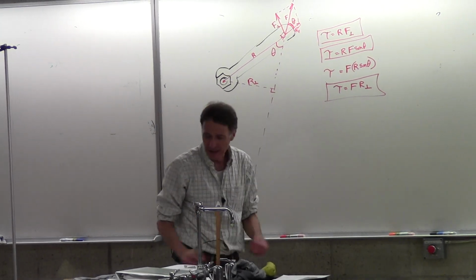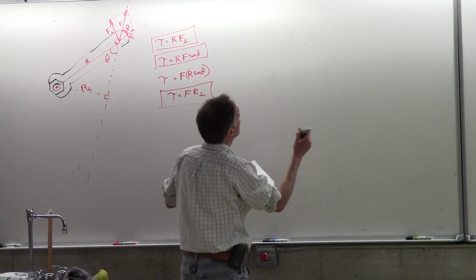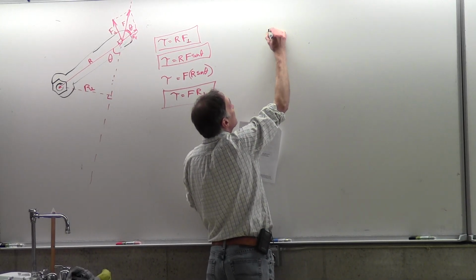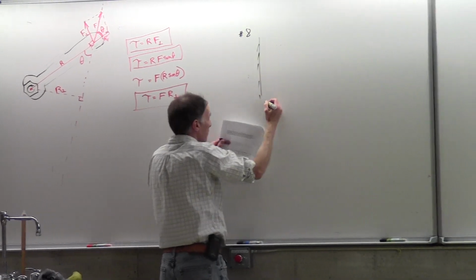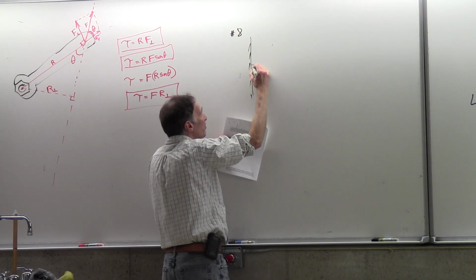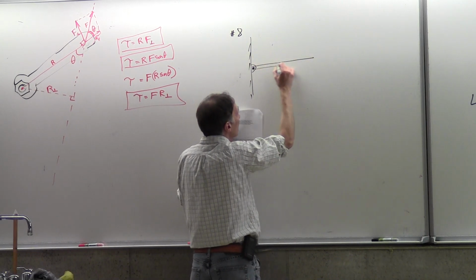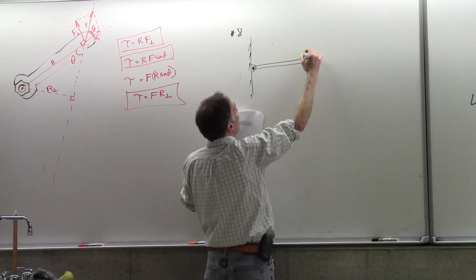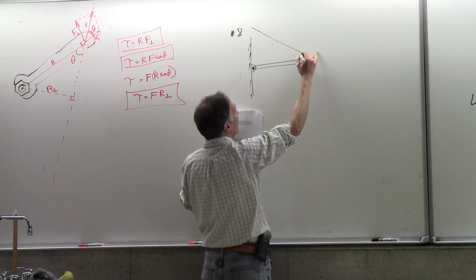Let's take a look at this sign, this number 8. We've got, of course, the wall, that's in equilibrium. We've got some kind of bracket and a pin, and we've got this beam hanging out here. And we've got a cable coming over here at some angle theta.